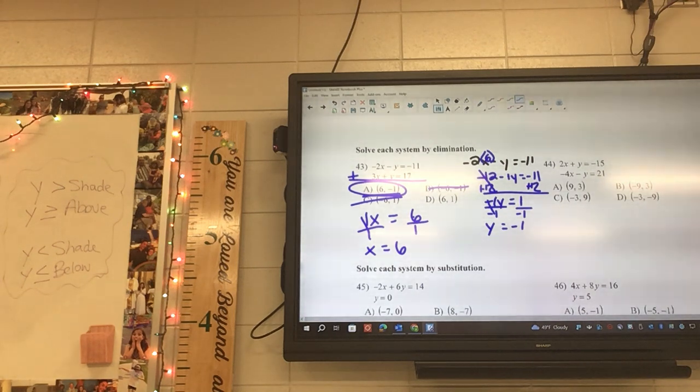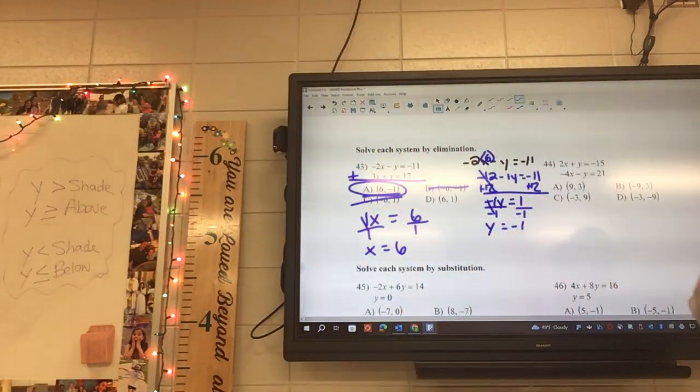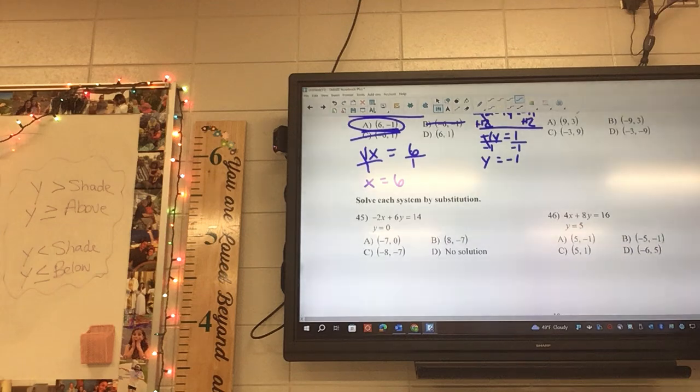Okay, so by substitution, we already know the y. What is it? It says y equals what? 0. So which answer choice does that one have to be? It's got to be A.